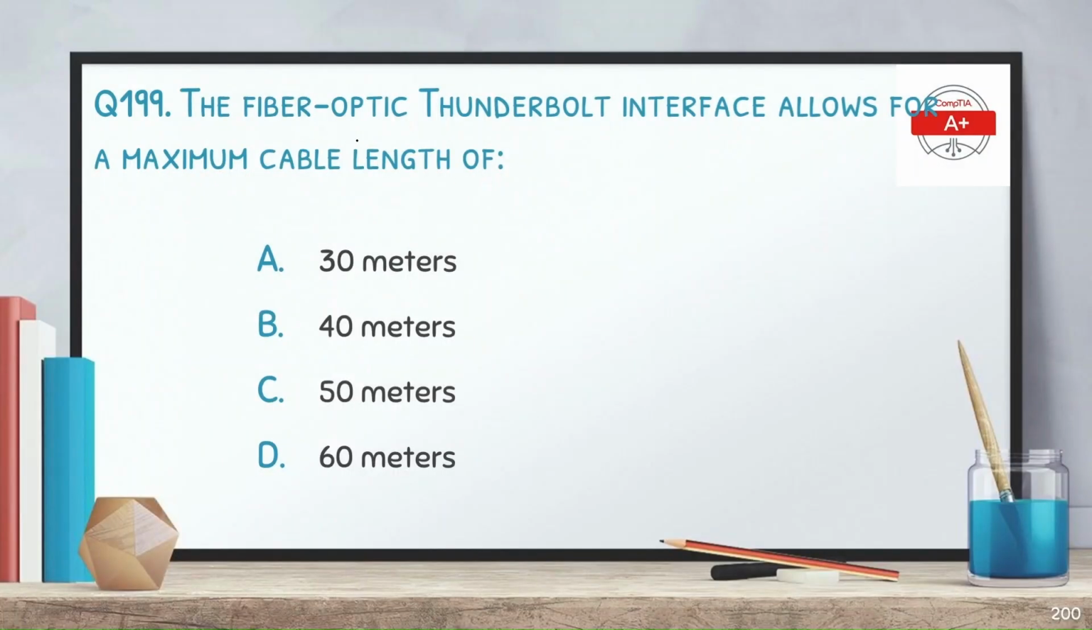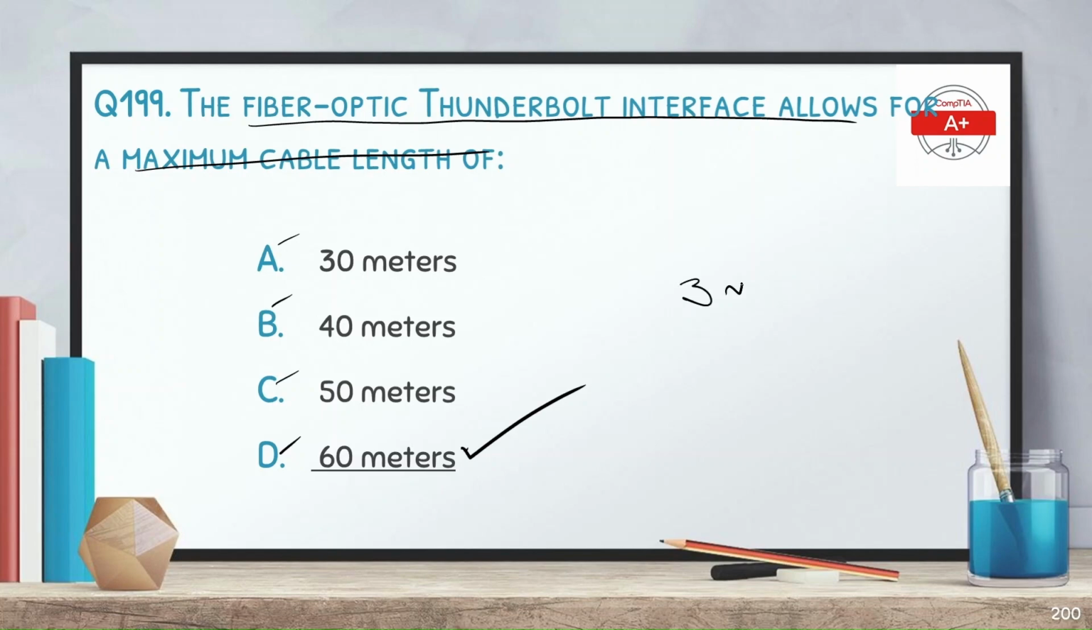Question number 199 is, the fiber optic Thunderbolt interface allows for a maximum cable length of, and the options are A 30 meter, B 40 meter, C 50 meter, and D 60 meter. The correct option is 60 meters. So fiber optic Thunderbolt has more distance compared to copper, which has a maximum length of 3 meter, while the fiber has up to 60 meter.